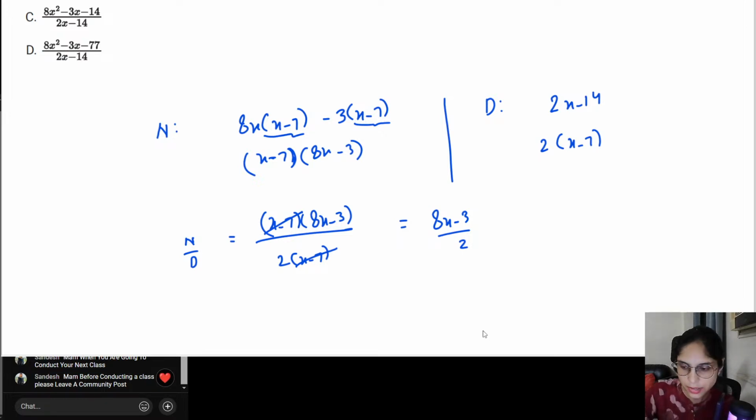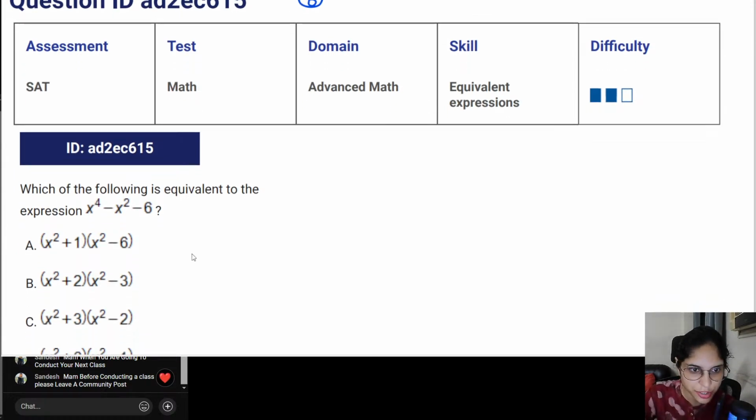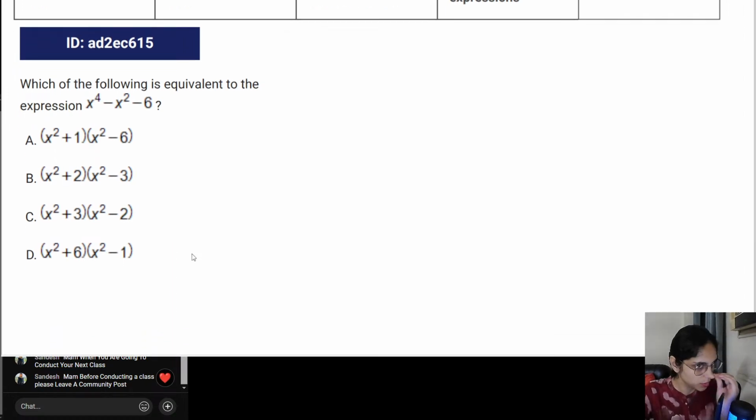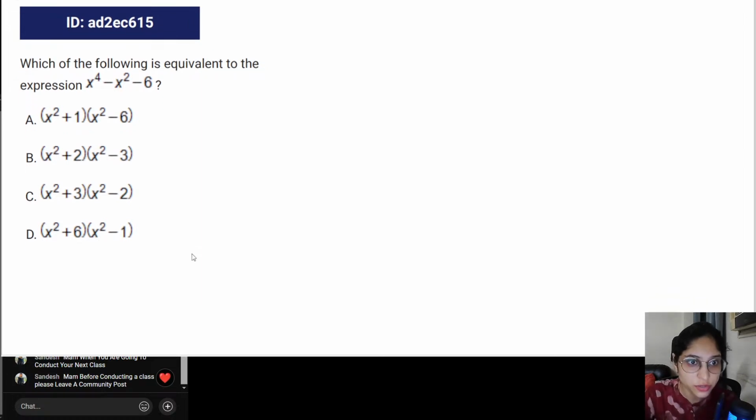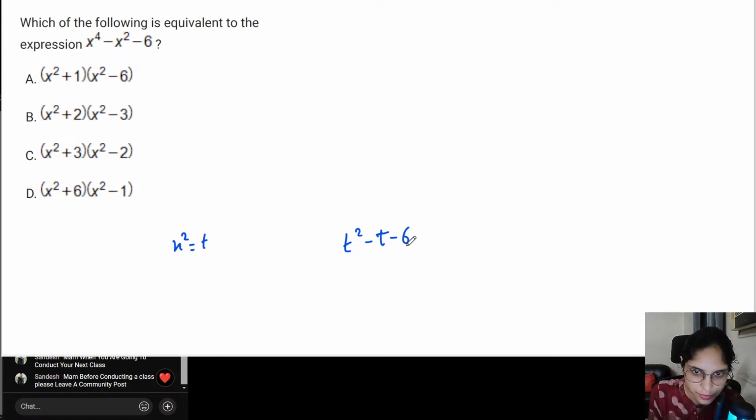Next is question number 6. Which is equivalent to this expression, and you can see you have parentheses, that means you have to factorize it. And here instead of x squared and x, you have x to the 4th and x squared. Now see, the square of x squared is x to the 4th. So you can take x squared as t, your expression will be t squared minus t minus 6. I'm just telling you that. And now you know how to factorize it. For 6, you're getting 1, so it should be 2 and 3.